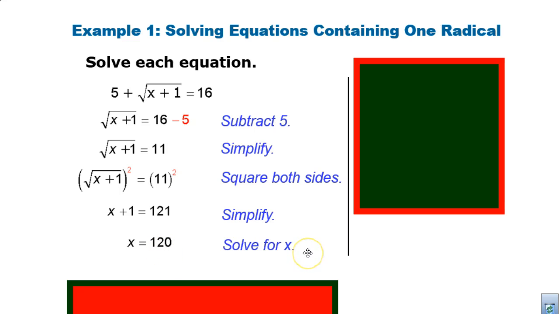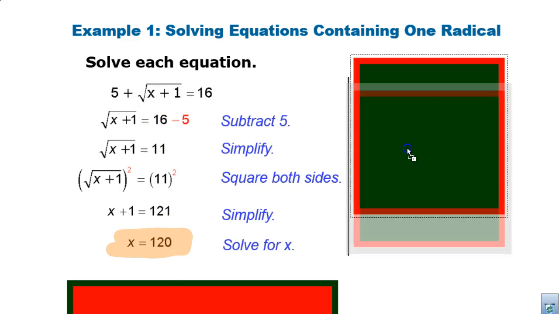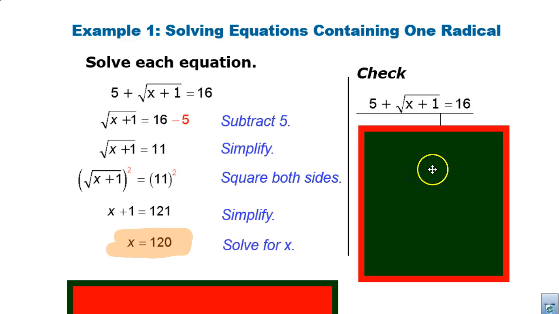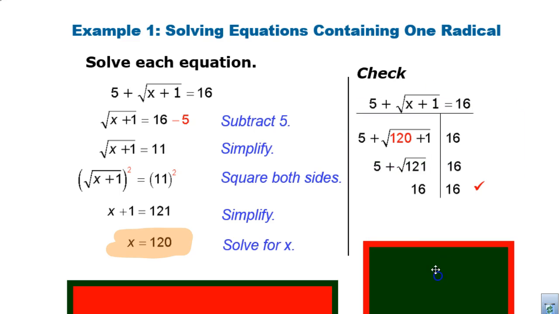That's not really the end of the process. This is the answer that you want to circle or highlight as your solution. But you should always go back and plug in 120 for x, to substitute your solution for x, to make sure that you got it right.